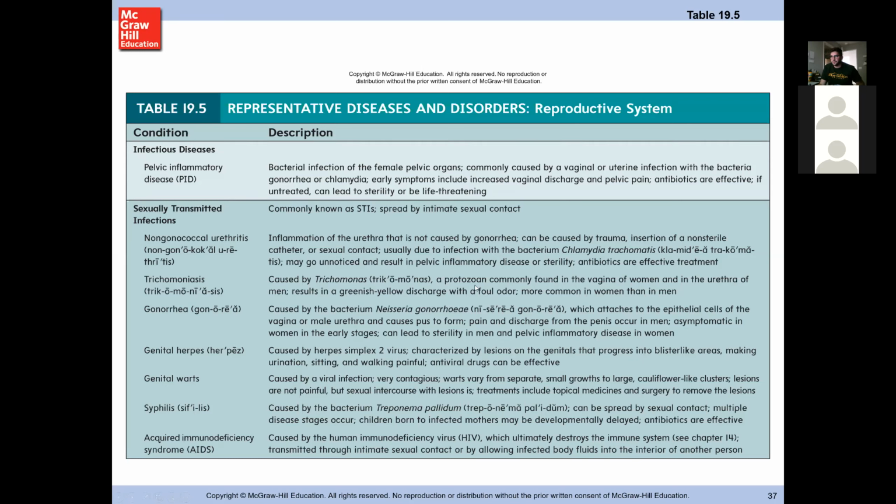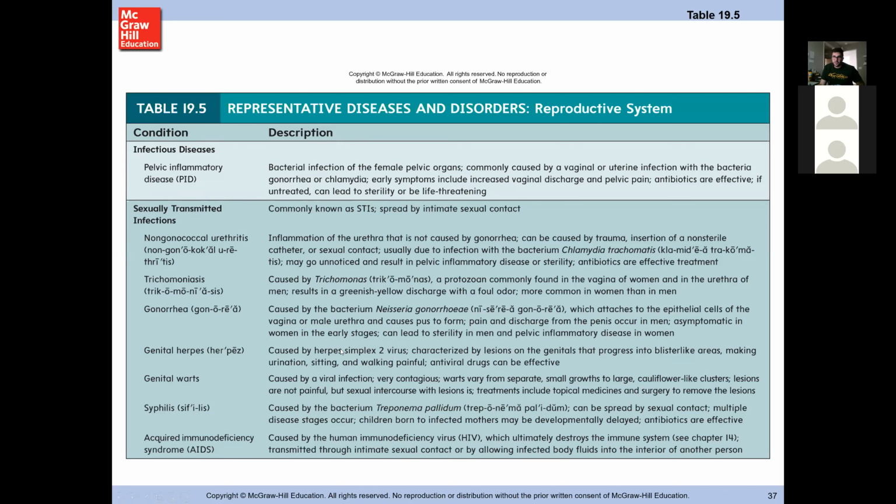Trichomoniasis is a protozoan commonly found in the vagina of women and the urethra of men. It results in a greenish yellow discharge with a foul odor, and is more common in women than in men. Gonorrhea is caused by the bacteria gonorrhea, which attaches to the epithelial cells of the vagina or male urethra and causes pus to form. A painful discharge can form from the penis in men, and it can be asymptomatic in women in the early stages. It can lead to sterility in men and pelvic inflammatory disease in women.